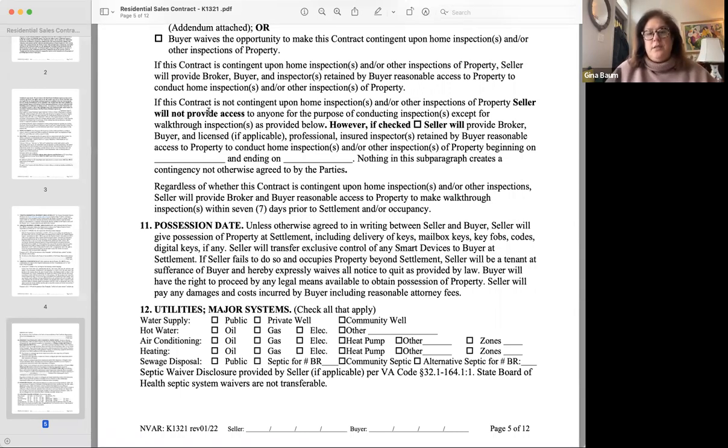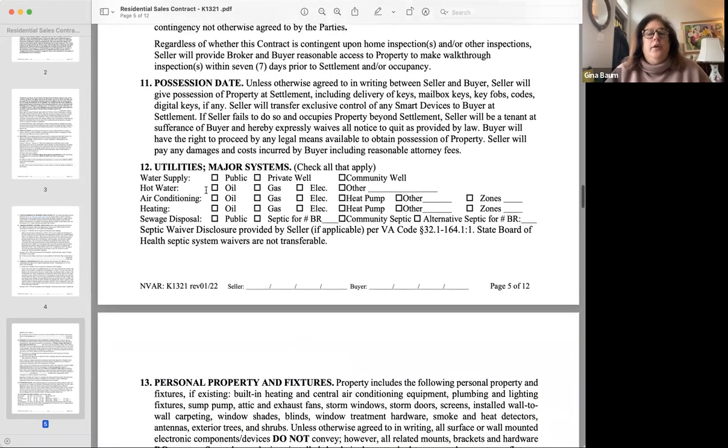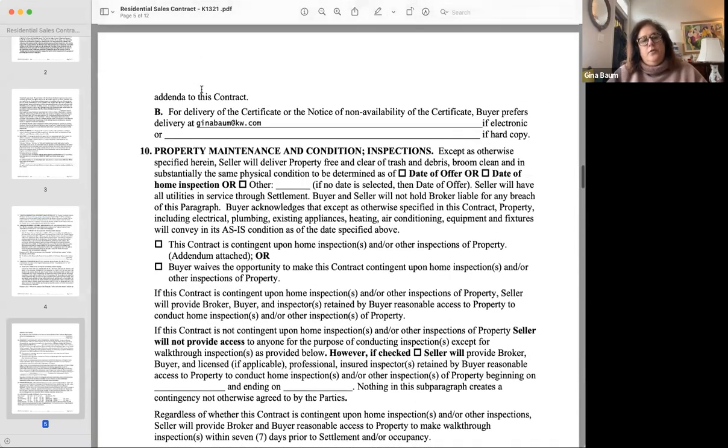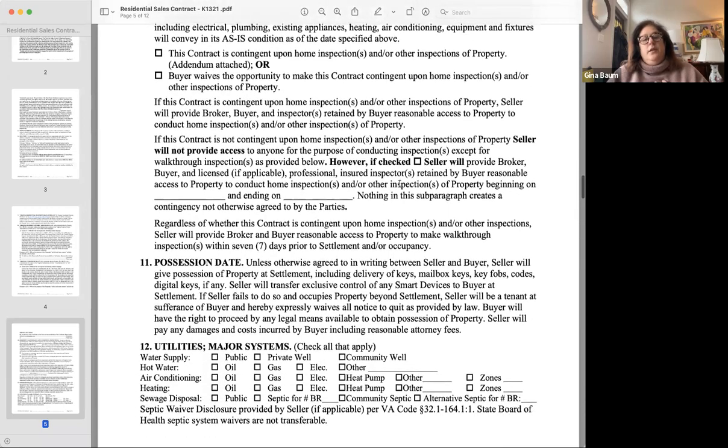That's not the case. Regardless of whether this contract is contingent upon home inspections and or other inspections, seller will provide broker and buyer reasonable access, there it is again, to property to make walkthrough inspection within 7 days prior to settlement and or occupancy. Okay, so within 7 days of the settlement, the buyer can get reasonable access again to walk through and to make sure that the house is in substantially the same physical condition as of either the date of the offer or the date of the home inspection.